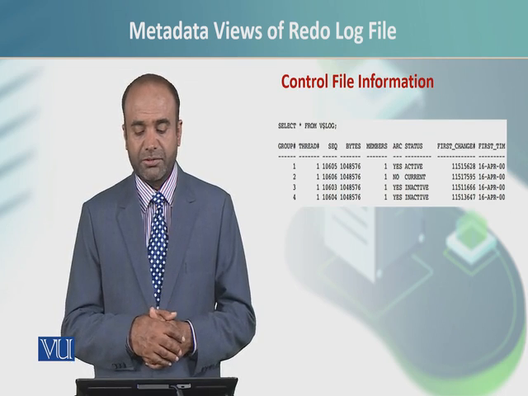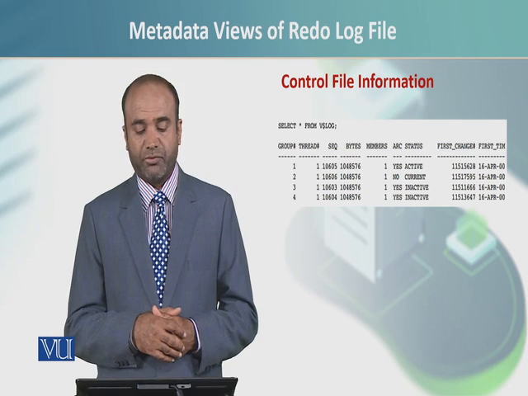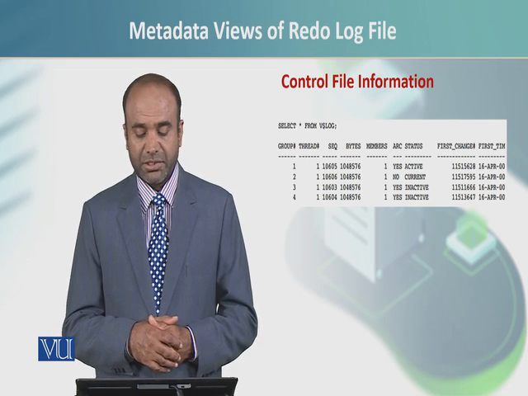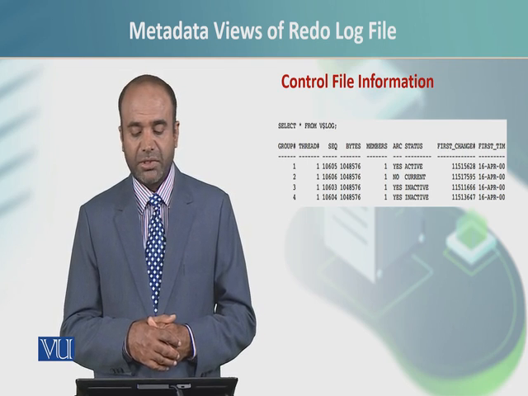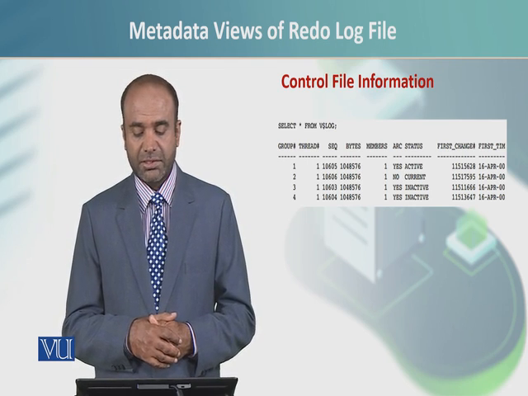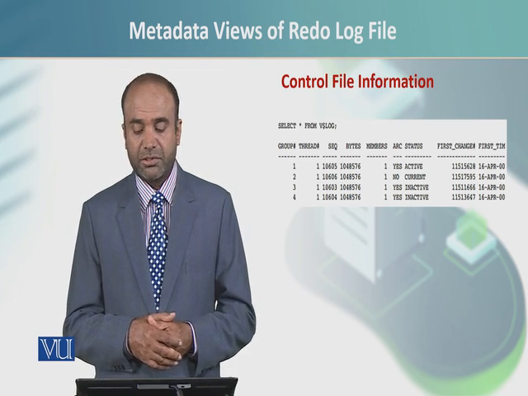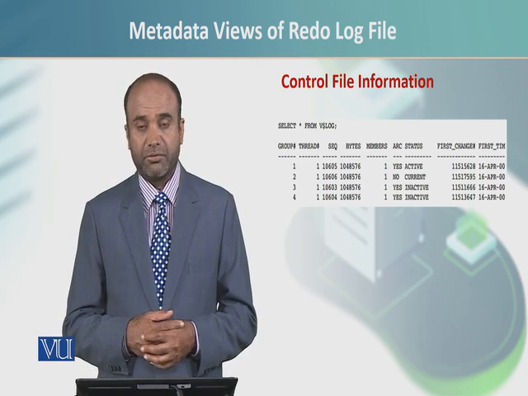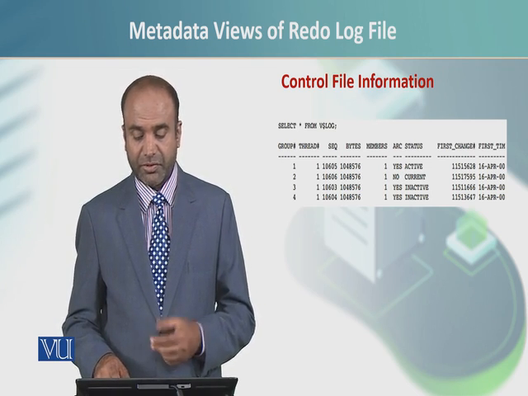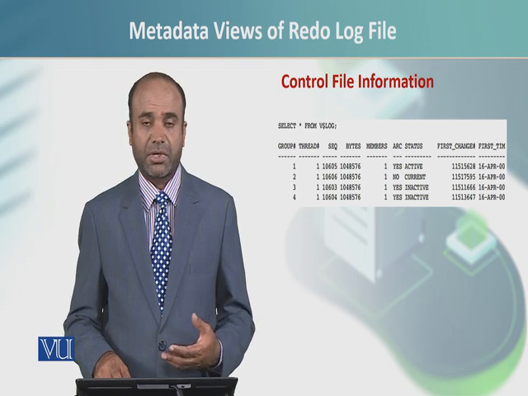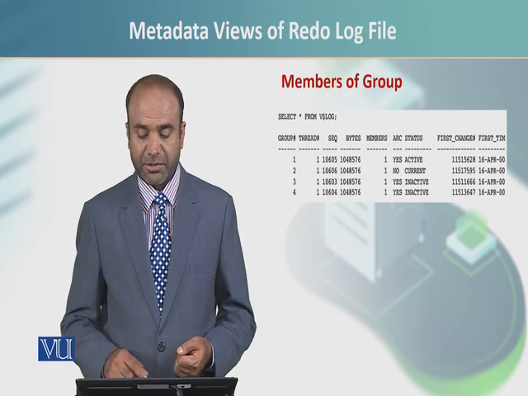Let's suppose we run this one. We can see groups 1 up to 4, and we can see the sequence number, bytes, and members. Archival is yes or no for each case, and we can see their date, time, and other history as well. We can also see the exact time for a particular case. This is how we can see details about which files are available, which are in archival mode, which are in current mode, and which are inactive or active.